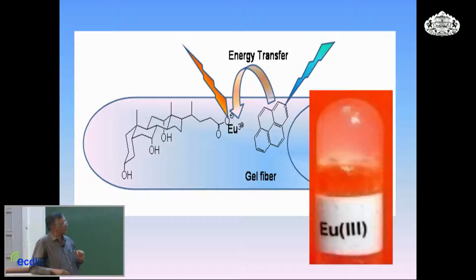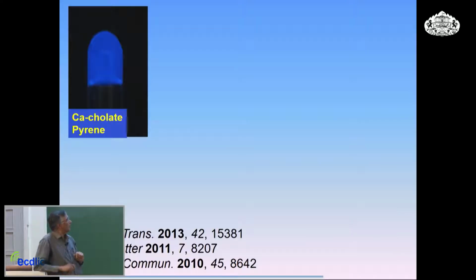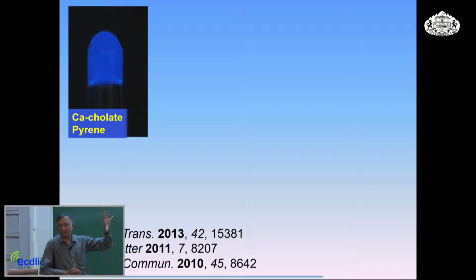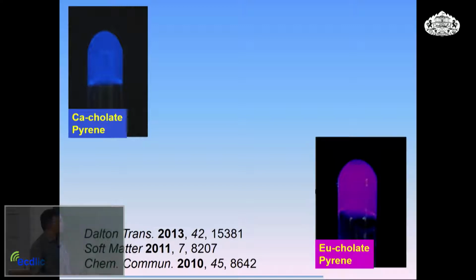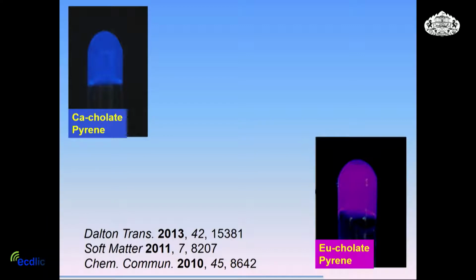Okay? But to our pleasant surprise, what we found is that when calcium cholate was doped with pyridine, calcium is non-photoluminescent, so you do not expect any fluorescence from calcium, you will only see fluorescence from pyridine, and you do see fluorescence from pyridine. Can we have the light off? You see the blue fluorescence from pyridine, so no surprises here. But the moment you change calcium to lanthanide, to europium, you see this magenta emission. Okay? That is because europium is emitting in the red, and there is a little bit of residual emission from pyridine, and that is giving a magenta emission.